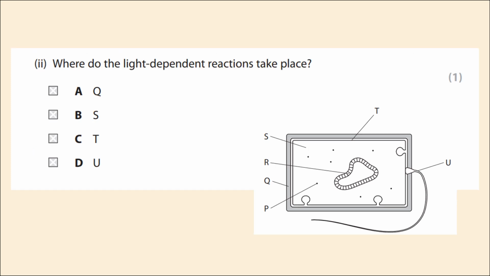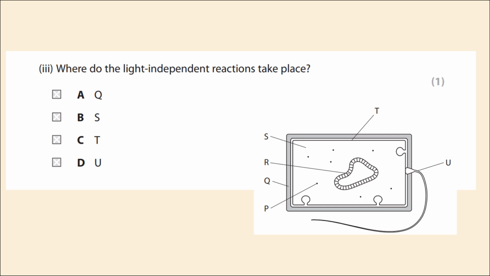Next, the question asks where the light-dependent reactions occur. In chloroplast, these reactions take place on a membrane with attached pigments. Similarly, in this bacterium, it would likely occur on T, which is the cell membrane, as this may contain pigments necessary for these reactions. Although these details might not be covered in theory, with your knowledge, you should be able to tackle questions like this.